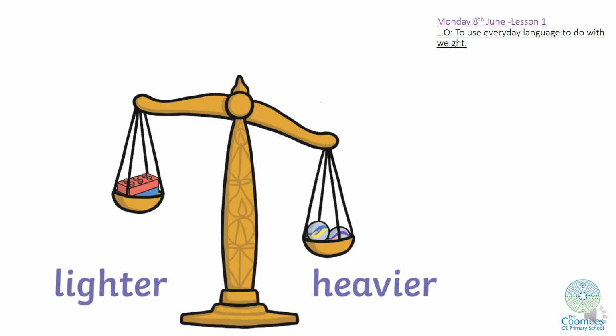However, it doesn't always work like that. So on this side we've got 2 Lego pieces, and on this side we have 2 marbles. If there's 2 objects on one side and 2 objects on the other side, it doesn't mean that they're always going to be the same in weight. The Lego is much lighter than the marble. So this side is lighter and this side is heavier.